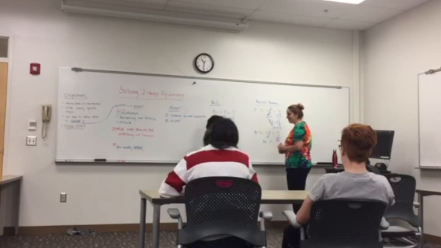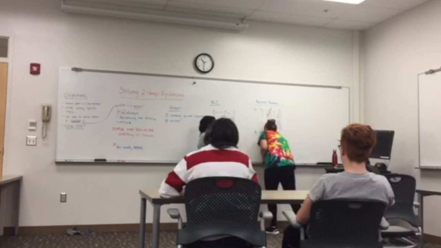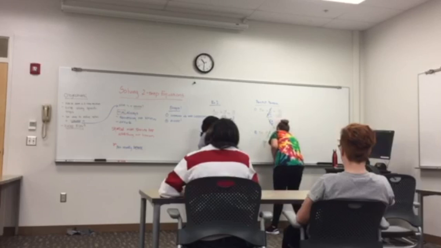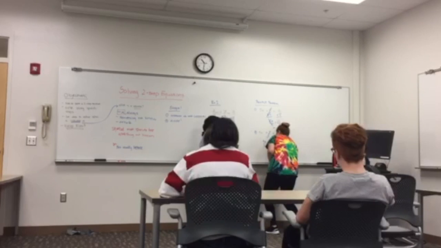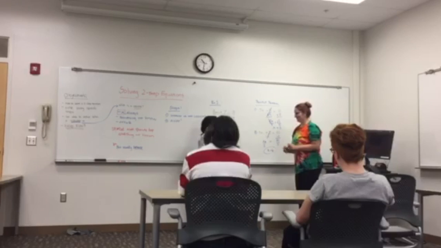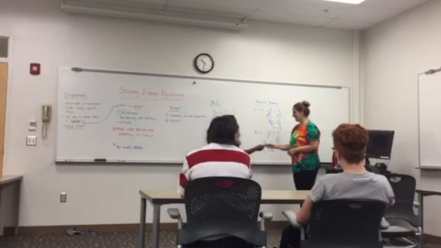To multiply by 5. The opposite of multiplication. Divide. And x should equal 6, exactly. And that is how you solve a two-step equation.